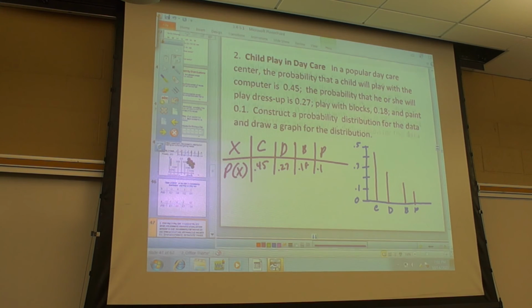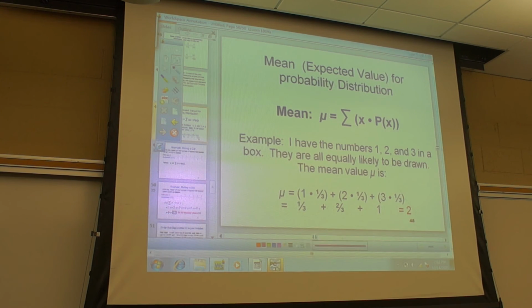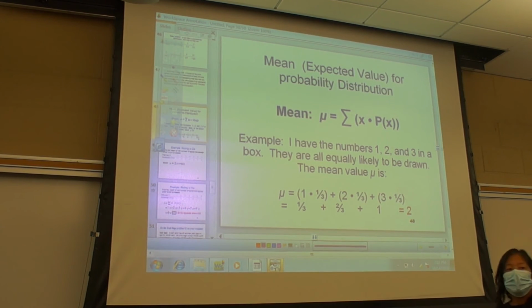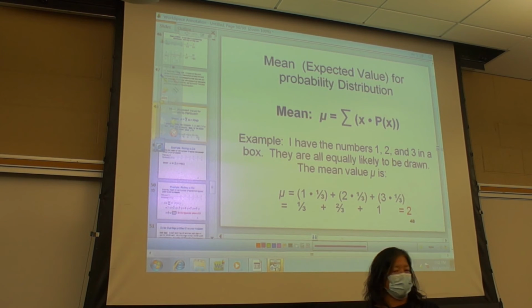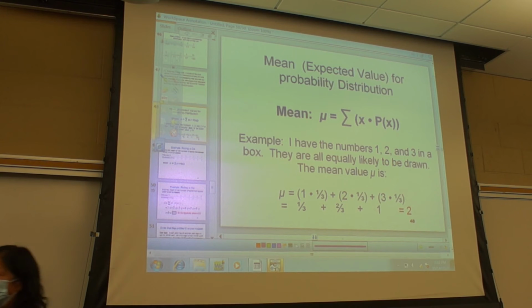Okay. Now, the mean. So the mean, another word for mean is expected value. They're the same thing. The mean or expected value for a probability distribution is the following. It's basically a weighted mean. Mu is equal to the sum of every x multiplied by its probability. In other words, every x value multiplied by its weight. So the probabilities are basically their weights.